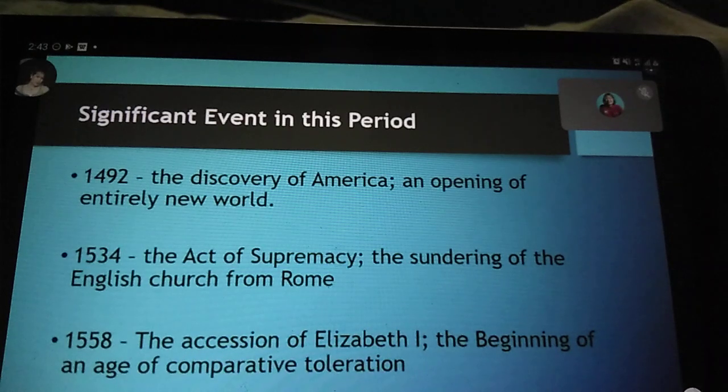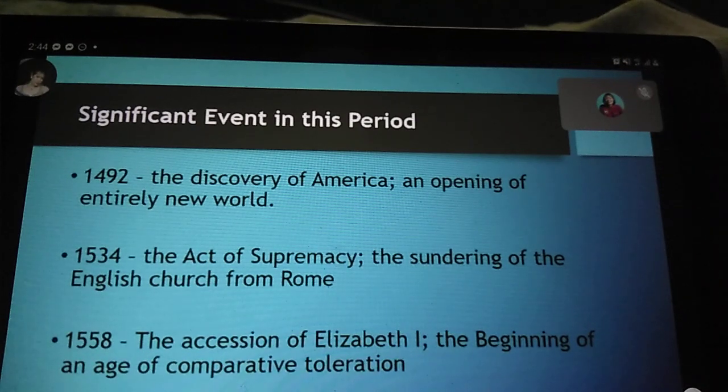So, next are significant events in this period. The first one is 1492, the discovery of America, and because of this discovery, an opening of an entirely new world has given England many possibilities. Then in 1534, the Act of Supremacy, the sundering of the English Church from Rome. Acts of Supremacy are two acts passed by the Parliament of England in the 16th century that established the English monarch as the head of the Church of England.